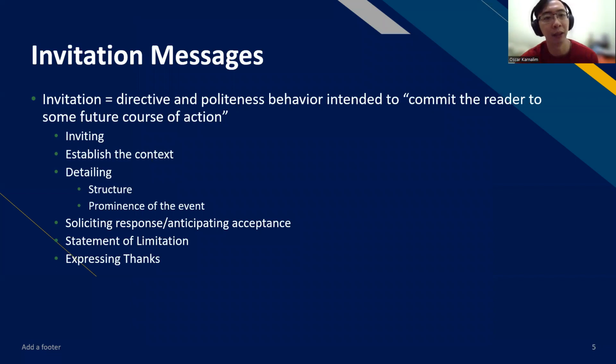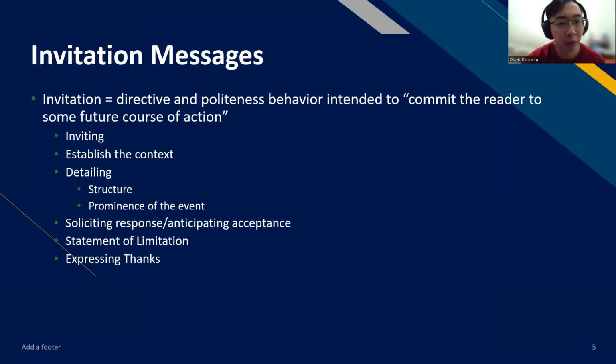Next one is invitation messages. So an invitation should be directive and polite behavior intended to commit the reader to some future course of action. So it should be inviting, and you need to establish the content, and you also need to put more details about the event, perhaps the structure. If you have a rundown, you can provide that to them, or maybe the prominence of the event. You can also solicit a response or anticipate acceptance, like asking them to reply if they have received the email.